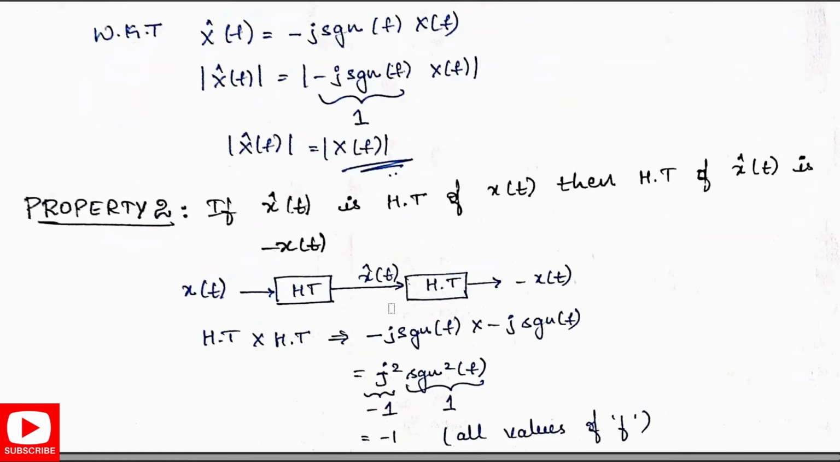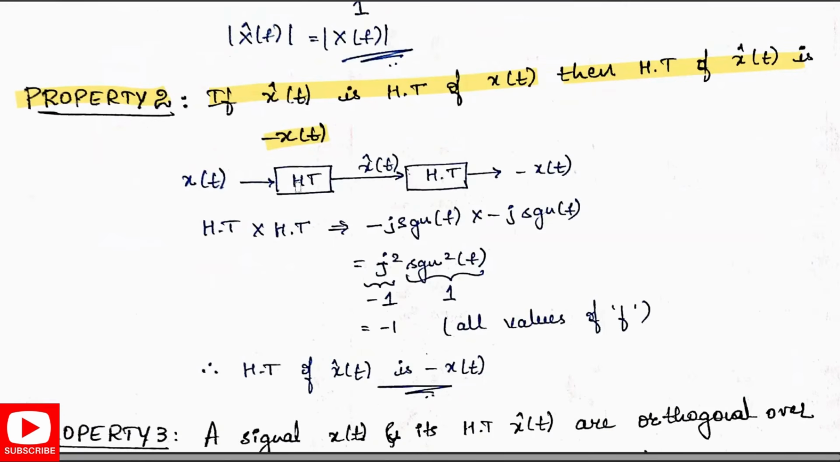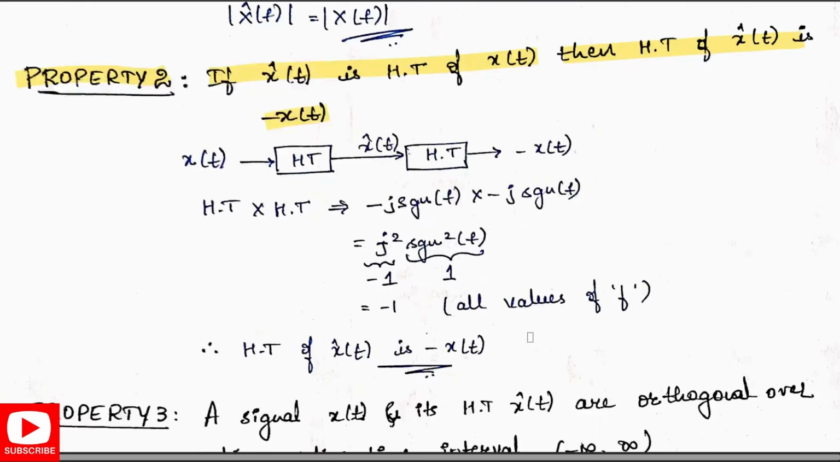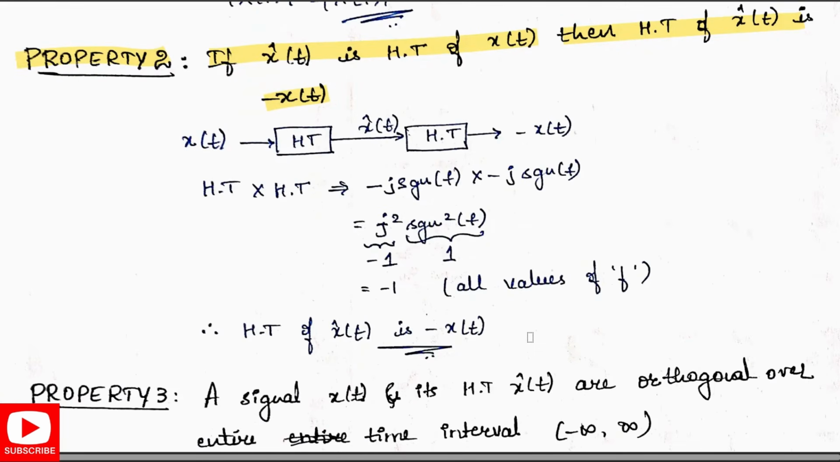Coming to the second property, if x cap of t is the Hilbert transform of x of t, then you can say the Hilbert transform of x cap of t is minus x of t, taking the Hilbert transform of the Hilbert transform. So here, first x of t is taken through a Hilbert transform, then we get x cap of t. Again, if you take the Hilbert transform, you get minus x of t. That is minus j signum function of f times minus j signum function of f. It becomes j square signum square function. So minus 1 into 1, it is minus 1 for all the values of f. So hence it is proved.